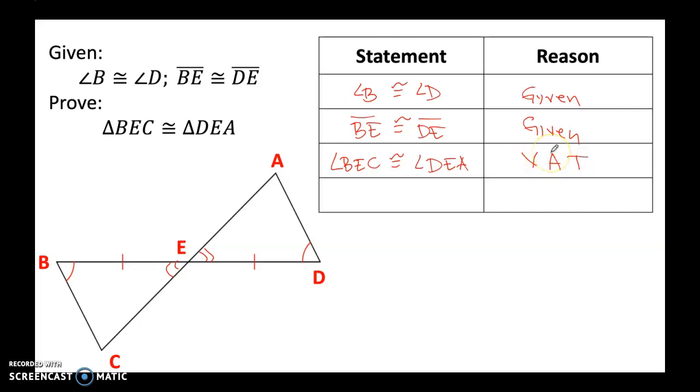So now we have three parts. We can say that triangle BEC is congruent to triangle DEA. So we have the angle, side, angle. The side is included in the two angles. Therefore, this is by the ASA postulate.